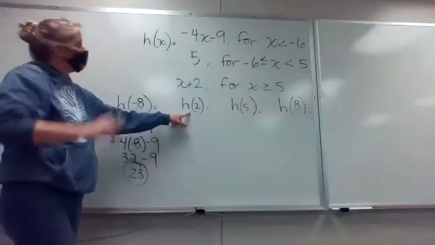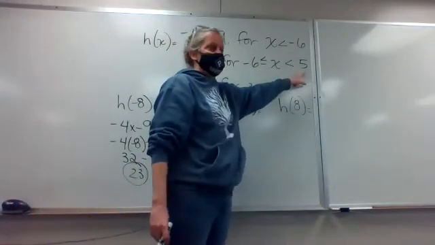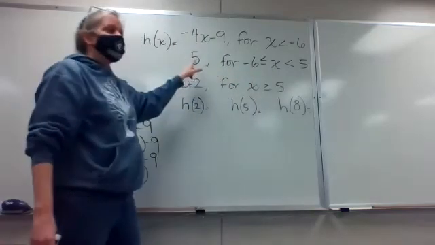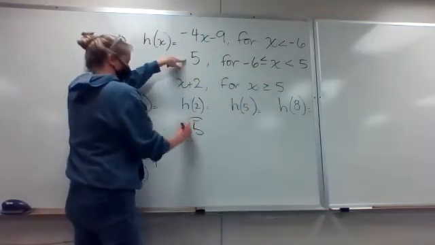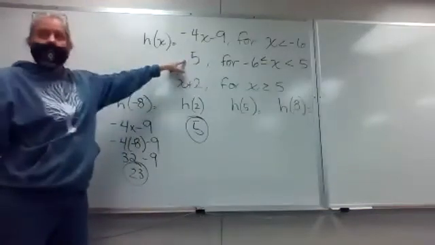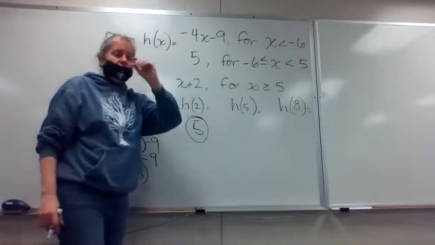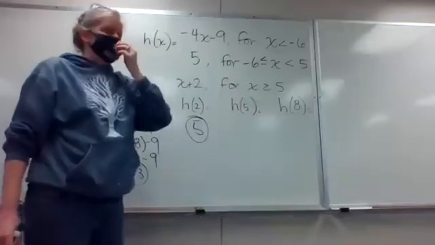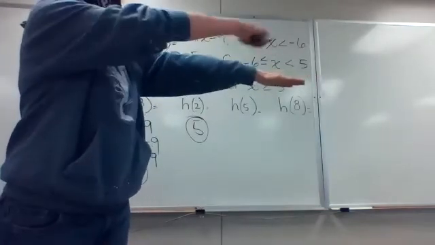Let's see, where is 2? 2 is in between negative 6 and 5. So any number that's between negative 6 and 5, the answer is just going to be 5. Right? There's not an x to plug it in. You'll see when we start doing these next problems, that's just going to be a part of the graph that is constant, which means it's horizontal.